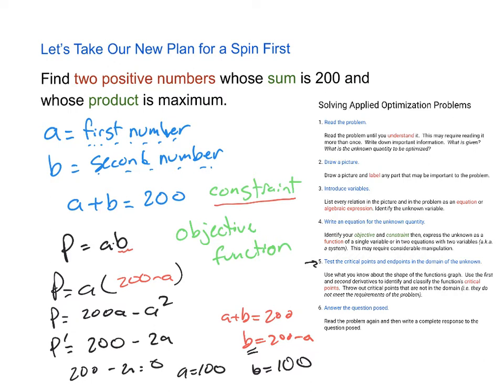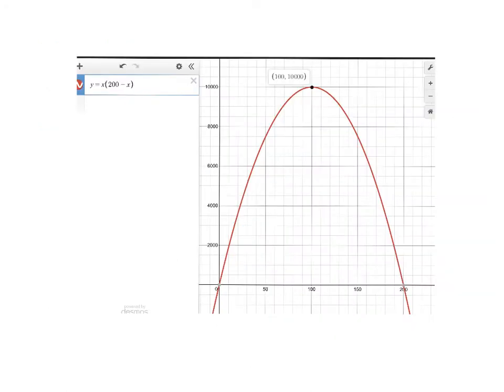Let me give you a visual to show you that we have indeed found that maximum. So you can see here I've typed in the function y equals x times 200 minus x. That's the equivalent of p equals a times 200 minus a. And sure enough, here's the top of the mountain. Right? Here's our maximum where x equals 100 and that product is 10,000. So we did locate the maximum value.